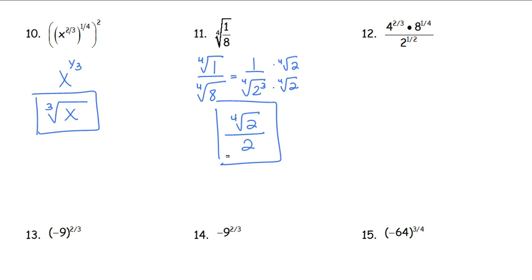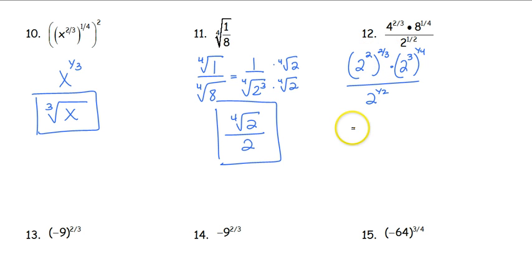For number 12, and this is a really good question to pay attention to. We are multiplying pieces. We don't have the same base. We don't have the same exponents, but if I look at 4, 8, and 2, although they're not the same base right now, I can make them into the same base. 4 can be rewritten as 2 squared. 8 can be rewritten as 2 to the third. And on the bottom, 2 to the 1/2.